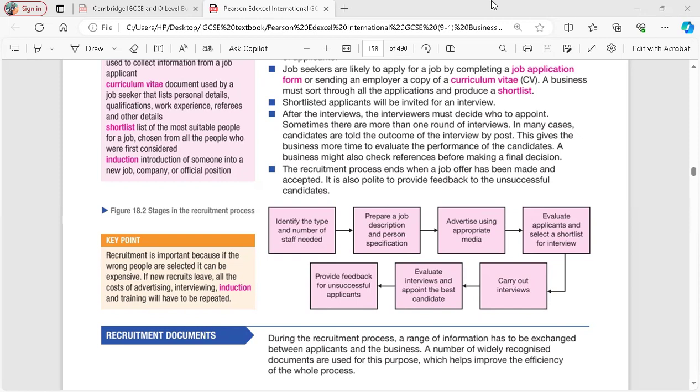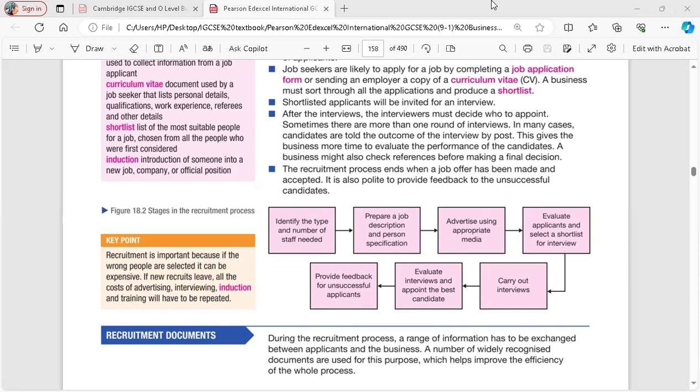I'm going to say it again. You identify the kind of job, or there's going to be a vacant position. As soon as the vacant position is there, you identify the kind of workers needed and the number of workers needed. That is the first stage. The second stage is when you prepare the job description and person specification to get the right person for that position. The third stage is where you decide if it is internal or external.